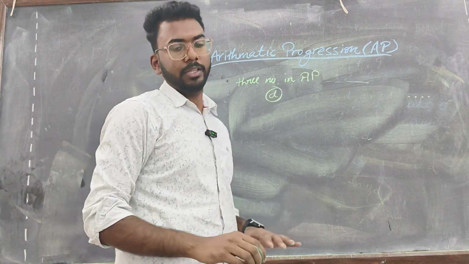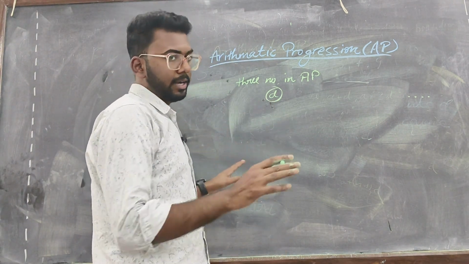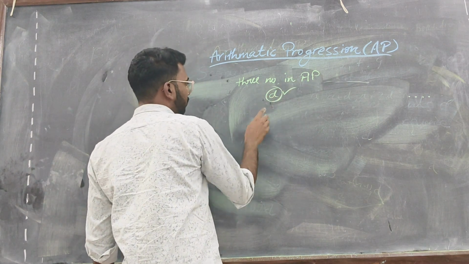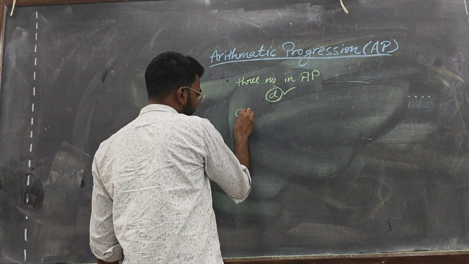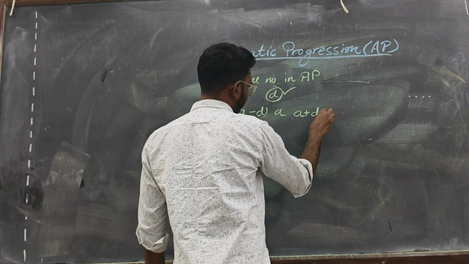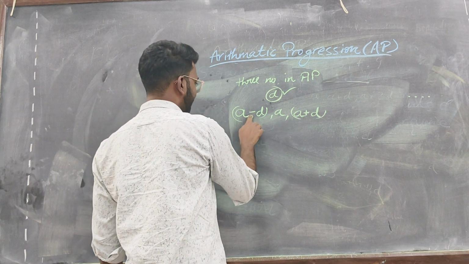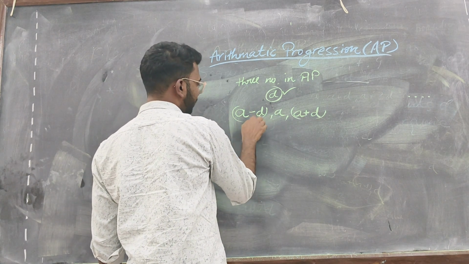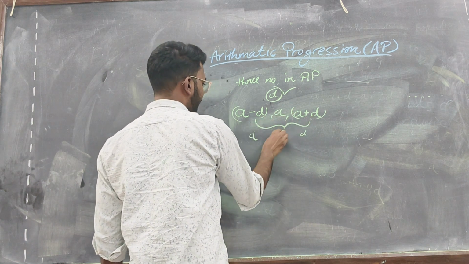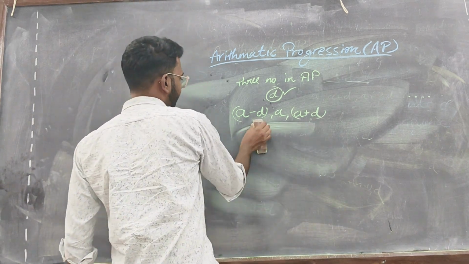We can assume in any way, we just have to see that there should be a common difference D there; they should not be random numbers. So if we have to assume three numbers in AP, we can take A minus D, A and A plus D. If we subtract, this minus this gives you D, A minus A plus D gives D, this minus this gives you D. So these three numbers are in AP, and we can assume these if we have to assume three numbers in AP.